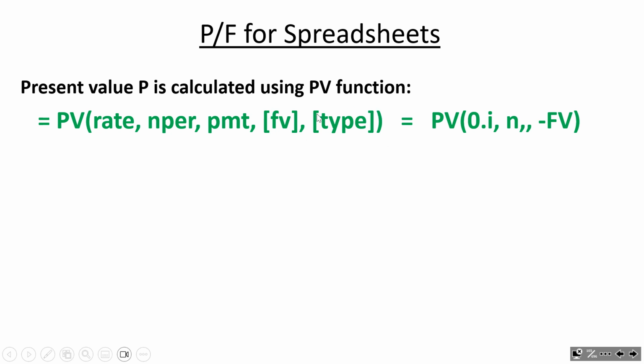And type, that last area, is related to whether you have the end of period assumption or some other assumption. And so we'll always leave that blank because every problem I give you this semester will be based on the end of period assumption, which we've discussed before. All right, so any questions about the syntax of the present value function?